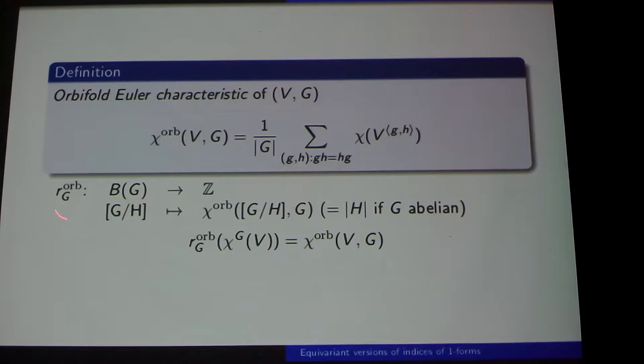One can also recover this orbifold Euler characteristic from the equivariant Euler characteristic as follows. We consider a map, r_orb, which maps the isomorphism class of G/H to the orbifold Euler characteristic of G/H, considered with a discrete topology, and G. In case G is abelian, this is simply the number of elements of H. Under this group homomorphism, the equivariant Euler characteristic maps to the orbifold Euler characteristic of this pair.